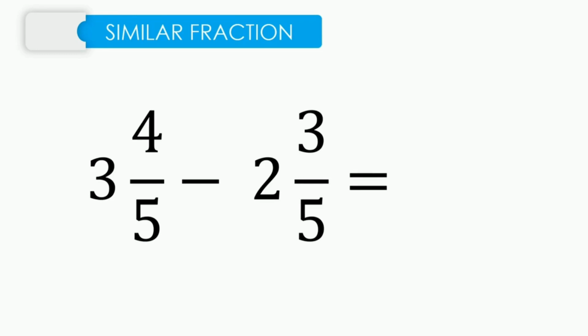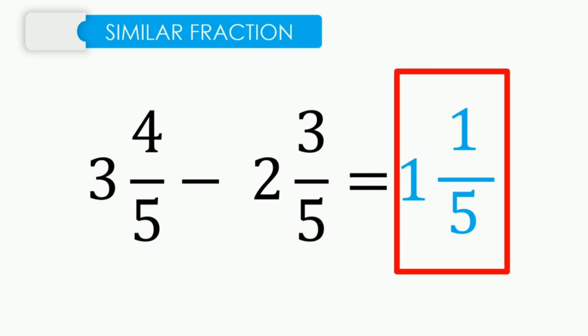In this example, we need to subtract two mixed fractions. Just like earlier, we operate on the whole numbers first. We have 3 minus 2 and the answer is 1. Next, we subtract the fractional part. So again, subtract the numerator and copy the denominator. 4 minus 3 is 1. So our numerator is 1. Next, we copy the denominator. In this case, it's 5. Next is we combine the whole number and the fractional part. So the final answer would be 1 and 1/5.